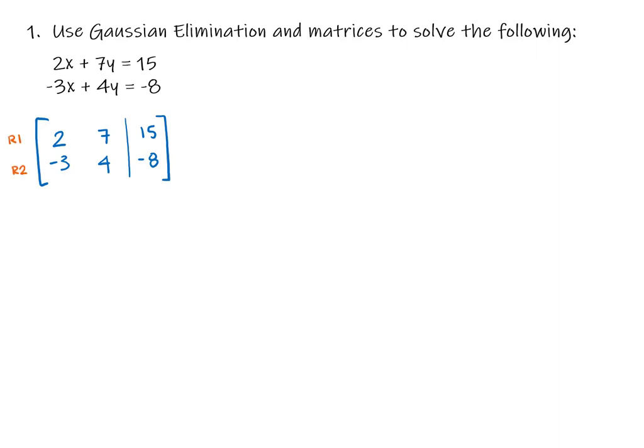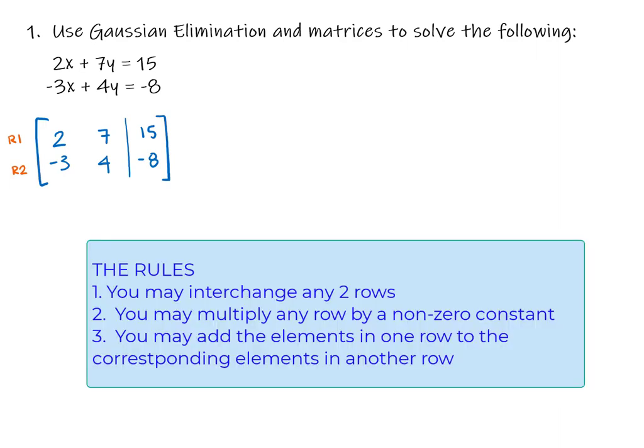Now our next prompt says we want to have a 1 in the upper left-hand corner. And we can do it by following any of the operations that we're allowed to do. That is, we may interchange any two rows, we may multiply any row by a non-zero constant, and we may add the elements in one row to the corresponding elements in another.